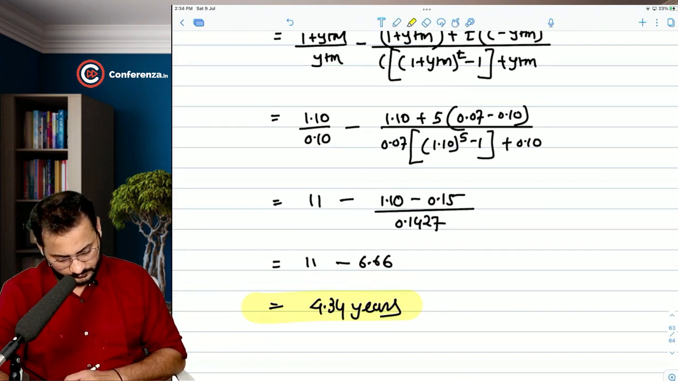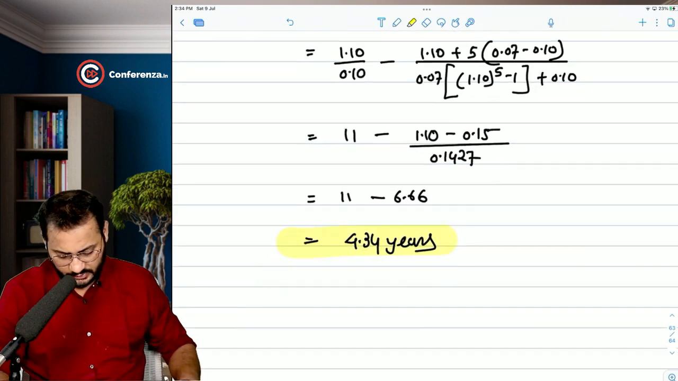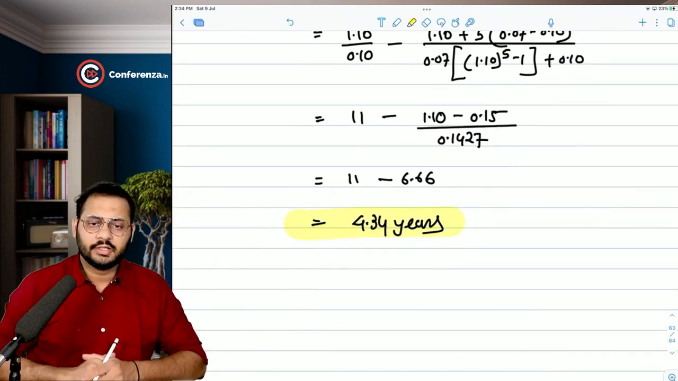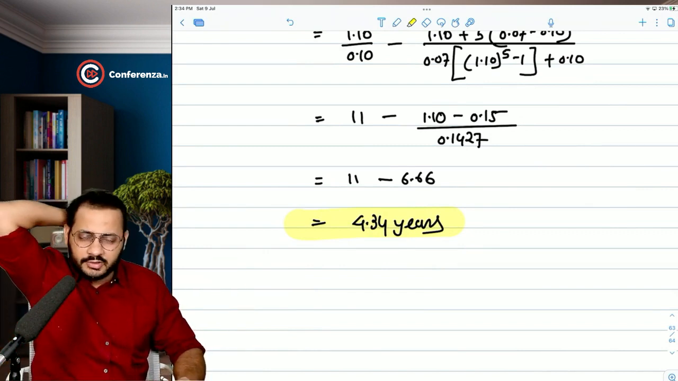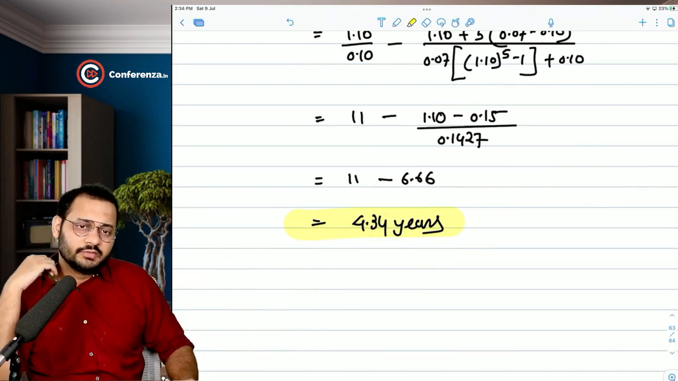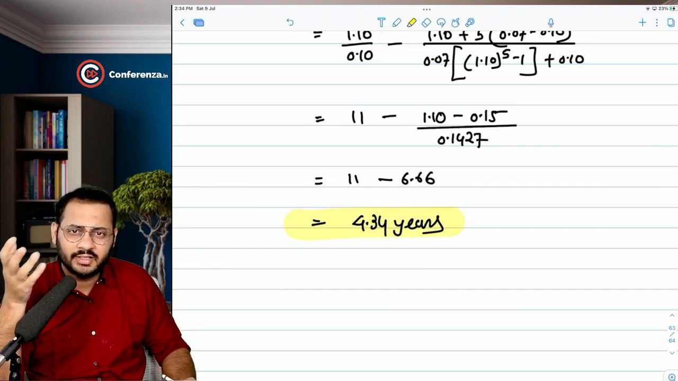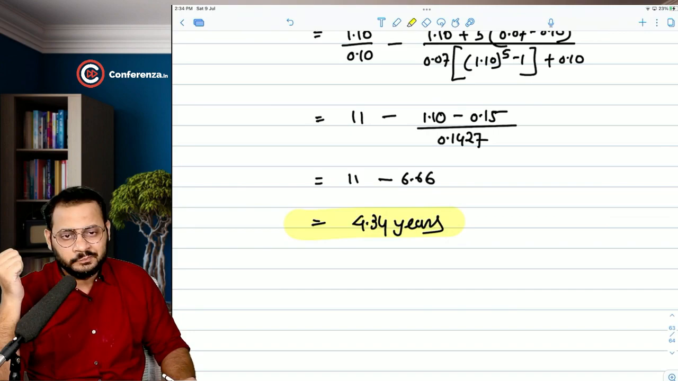0.95 divided by 0.1427. So there might be some rounding error. The answer is right, 6.66. So approximately you can reach the same answer with this. In the coming questions, we are going to see how this will give you the exact correct answer as well, so this much of a difference will not be there.